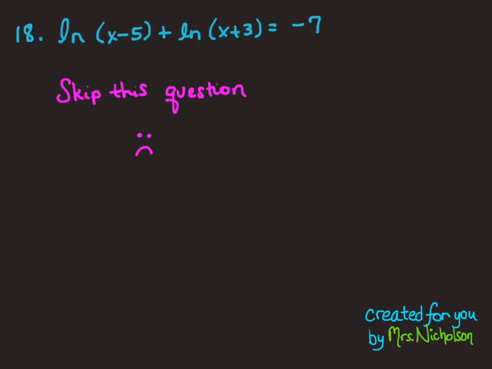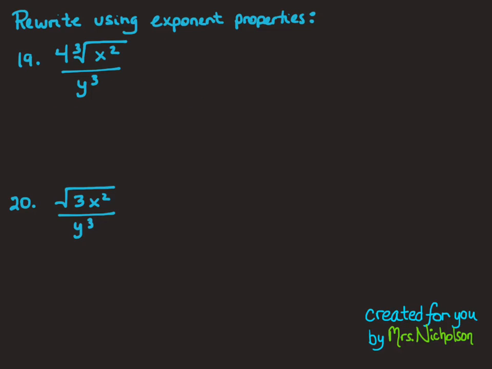All right, next question. I am saying skip this question. I worked it out earlier, and there's a mistake somewhere, and I can't figure out where it is. So we're just going to skip this one for now. If I figure it out, we'll talk about it in class. Let's look at the last section. So it's just rewriting these expressions using our exponent properties.